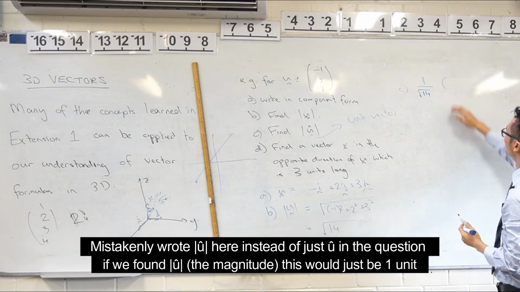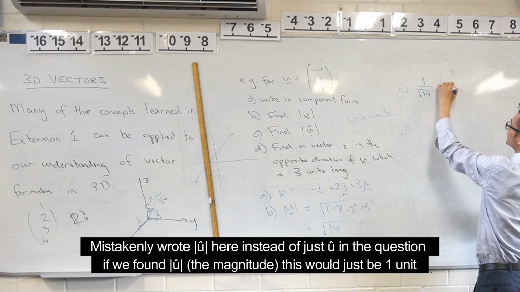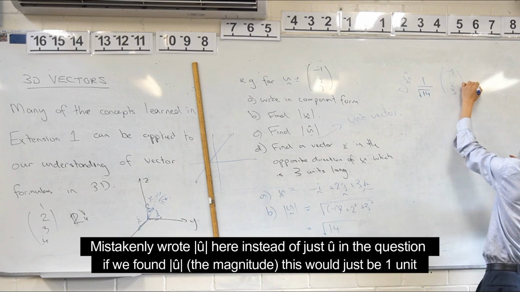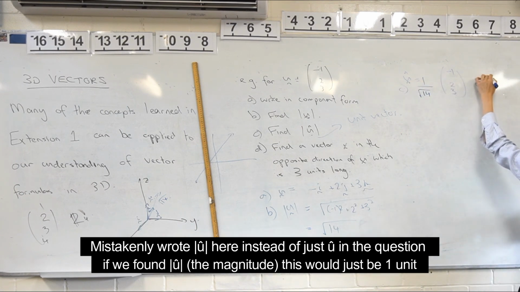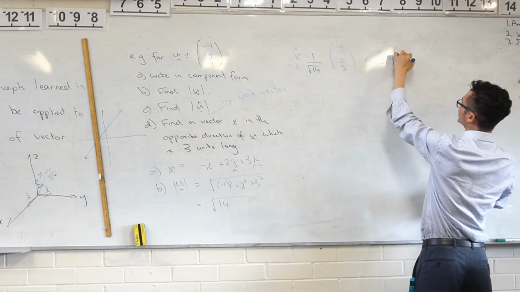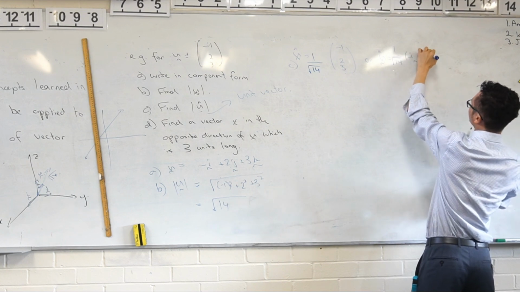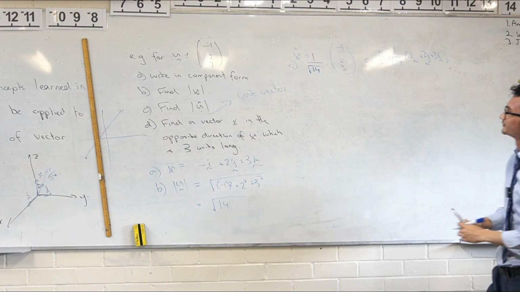And you can write it in a few ways. You could write it using this column notation. So this would be u hat. Or we could also write it in component form as well. So that would look like this. Okay, so far so good.